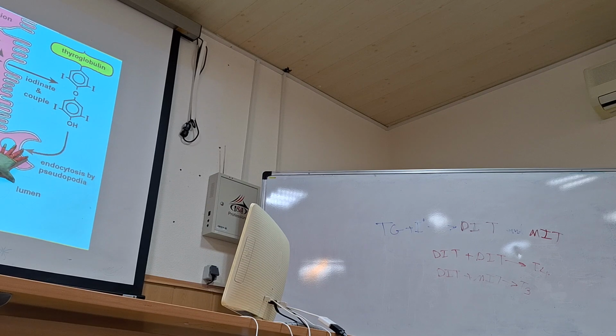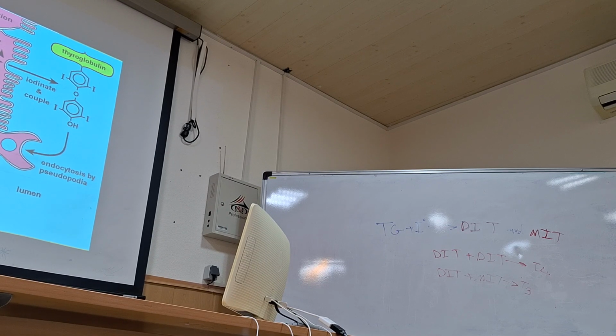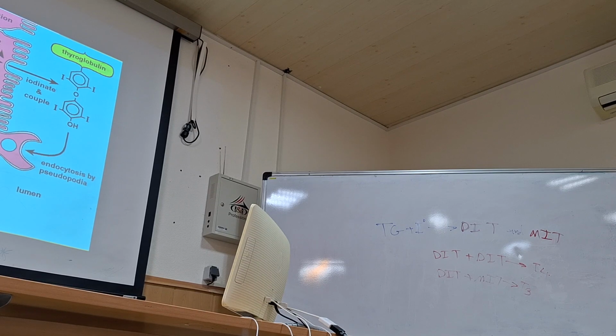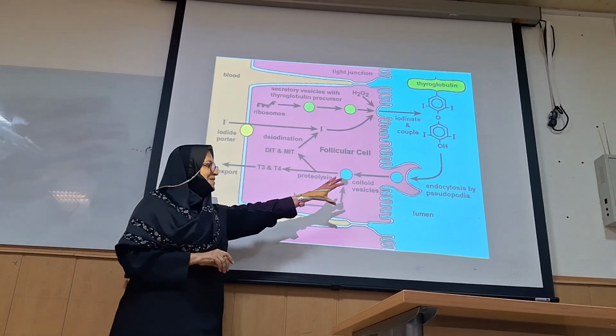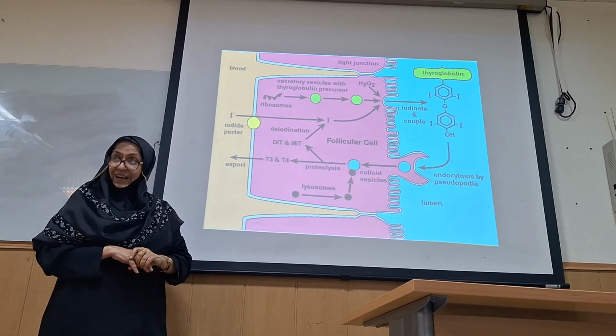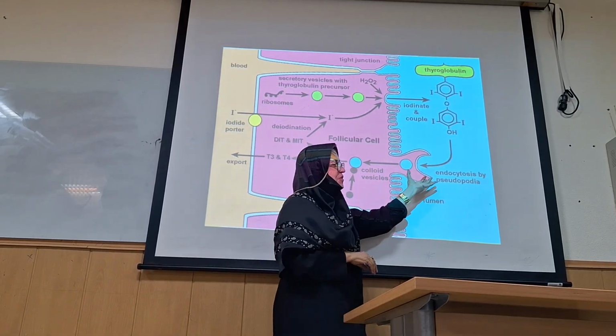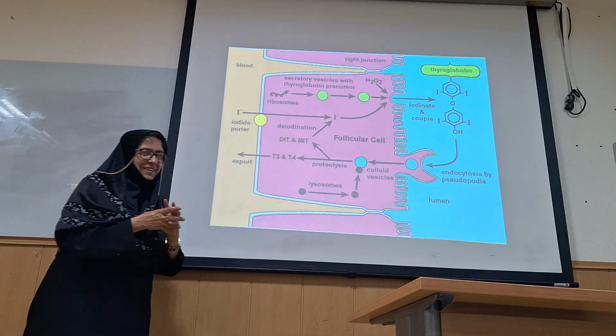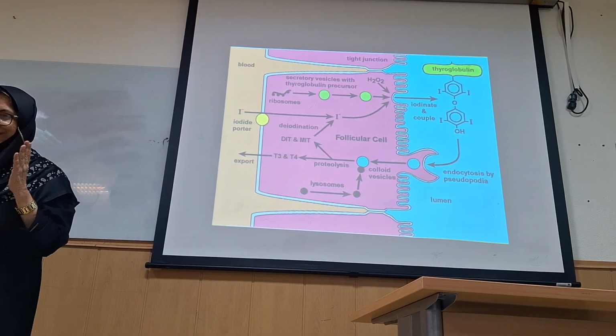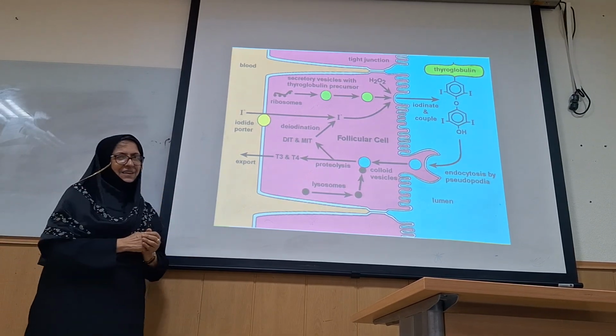In this slide, you see thyroglobulin has DIT, MIT, T4, T3, and a little bit of reverse T3. This material again comes to the cell. I ask you, by which of these mechanisms do these molecules enter the cell? Endocytosis. This slide shows you endocytosis. Therefore, thyroglobulin with MIT, DIT, T4, and T3 enters the cell.